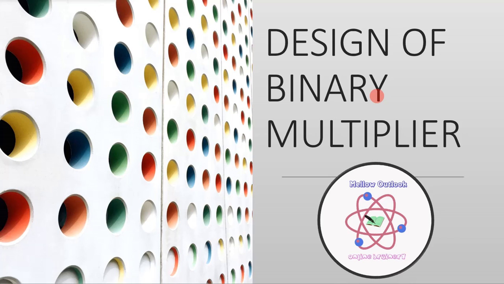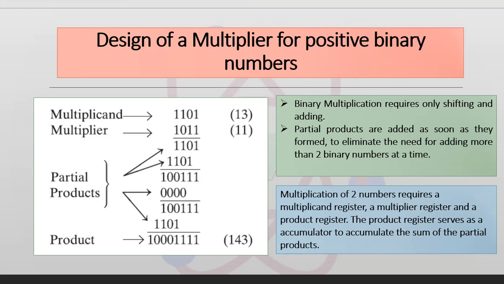Welcome to the tutorial on design of a binary multiplier. Here we will design a multiplier for positive binary numbers. The binary multiplication will require only shifting and adding process. So this particular example shows how each partial product is added as soon as it has been formed. This method will eliminate the need for adding more than two binary numbers at a time.